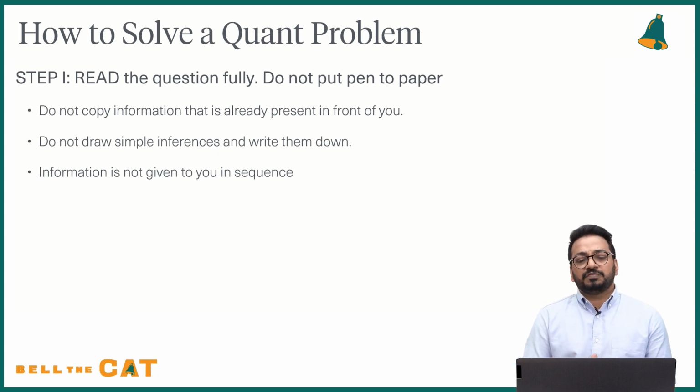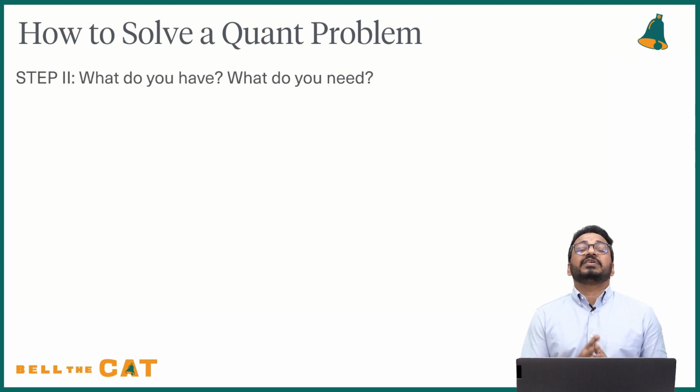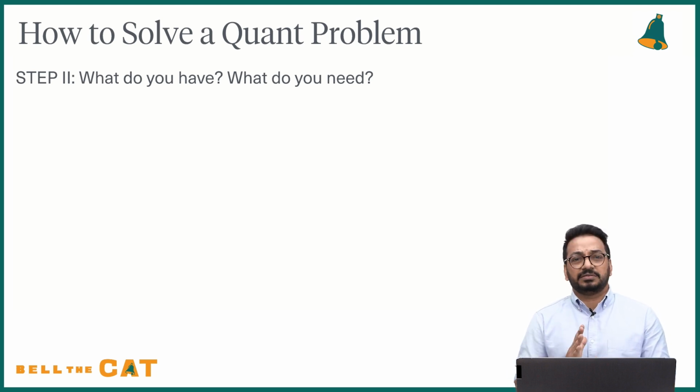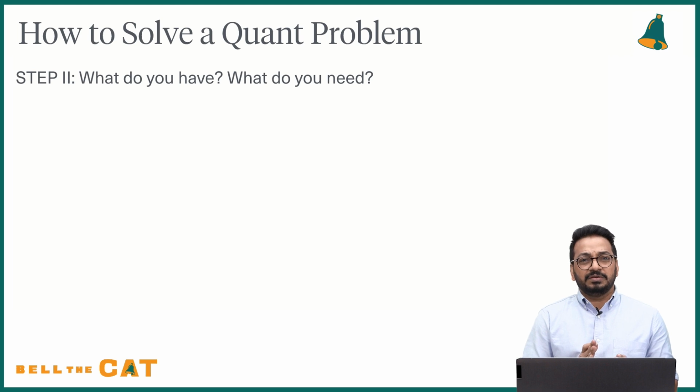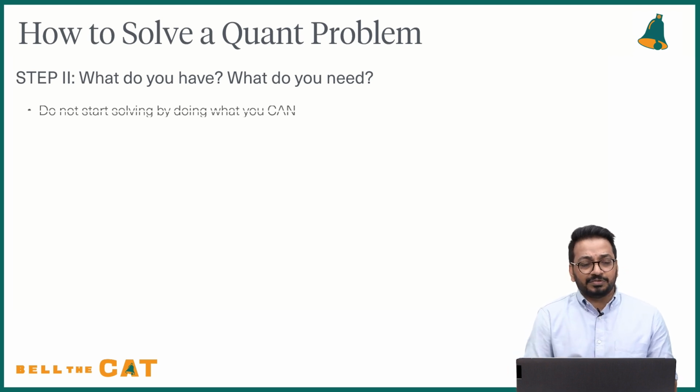First thing, read the question fully and do not put pen to paper. Next thing, this is a very, very important step. We read, but do you really understand what the situation is, right? So step 2 is to always say, okay, what do I have and what do I need? This is all that is given to me, right? And if this is given to me, maybe I can easily calculate this also. That is also part of what you have. If I've been given X and the cost price and the profit percentage, then I can calculate SP. So straight away you know that SP also you have, right? That is what you're supposed to do.